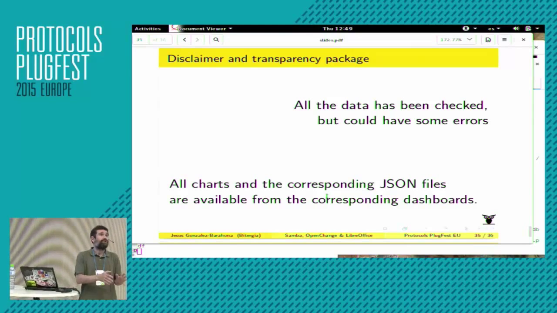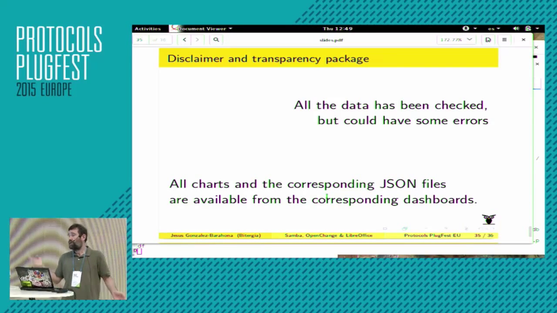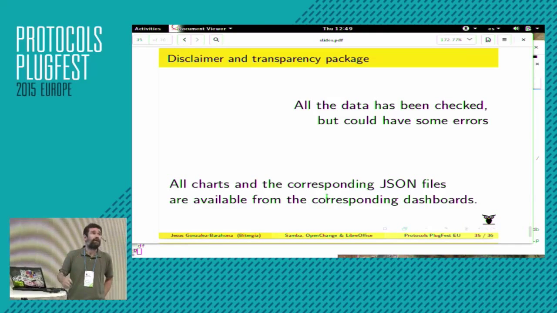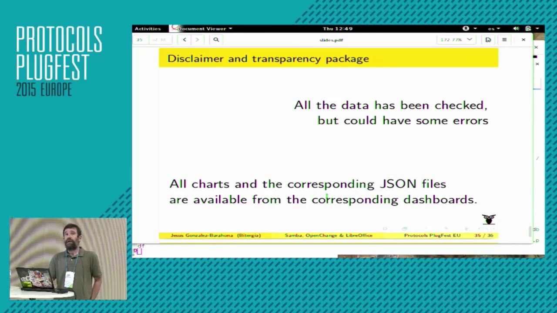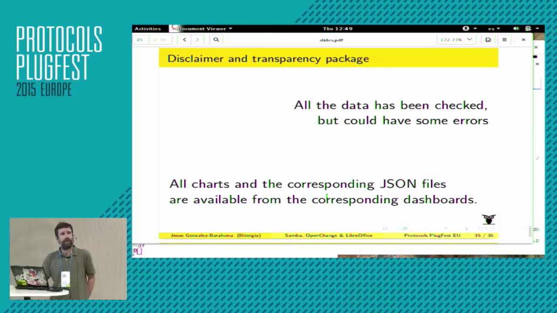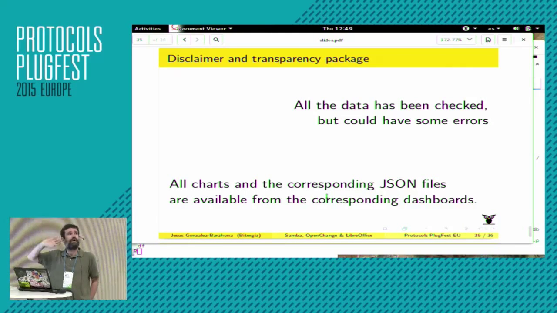Well, we tried to check all the data, but there can be errors. If you came from one of those projects, you are more than welcome to signal any kind of errors or trouble. And if you want, you can get the JSON files for all the charts and so on, and you can play with them. All of them are in the dashboard, and if you go to data sources, you can find out where they are and so on.